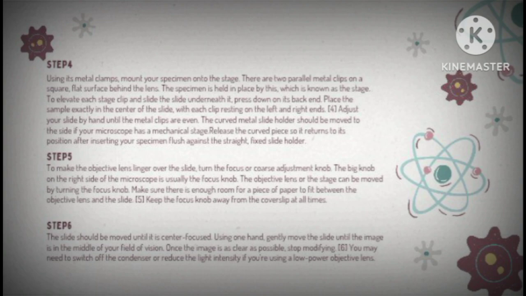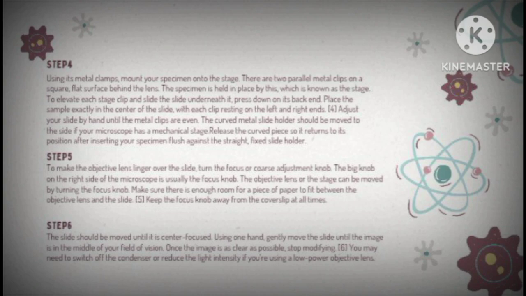The big knob on the right side of the microscope is usually the focus knob. The objective's lens can be moved toward the stage by turning the focus knob. Make sure there is no room for a piece of paper to fit between the objective's lens and the slide. Keep the focus knob away from the cover slip at all times.